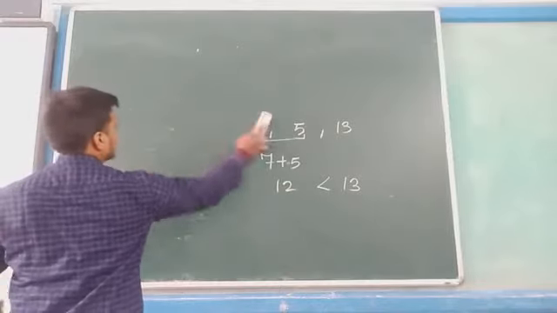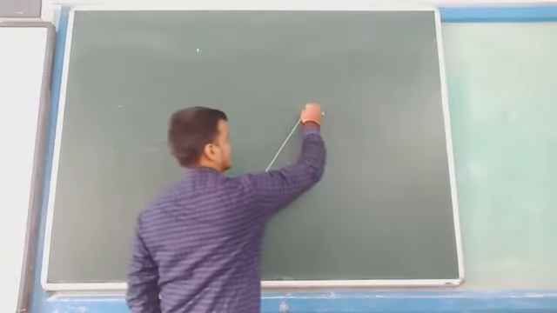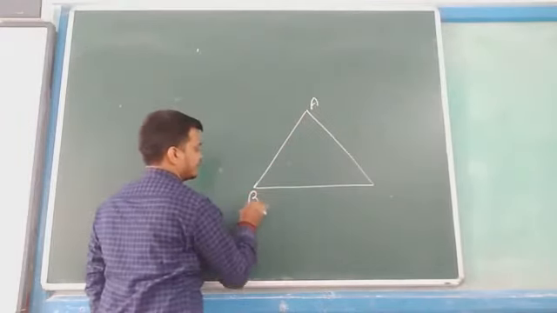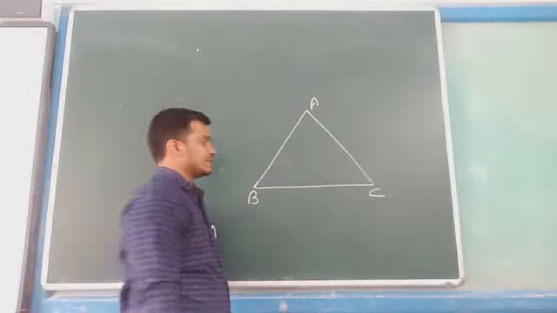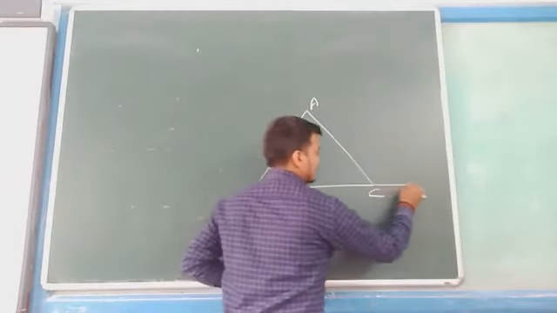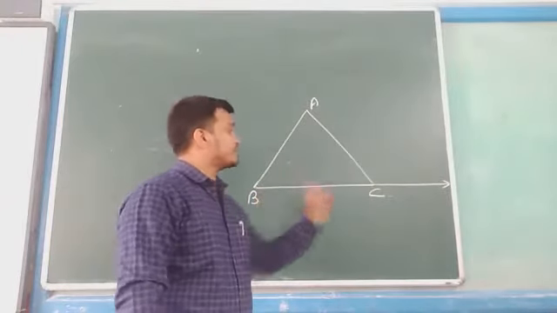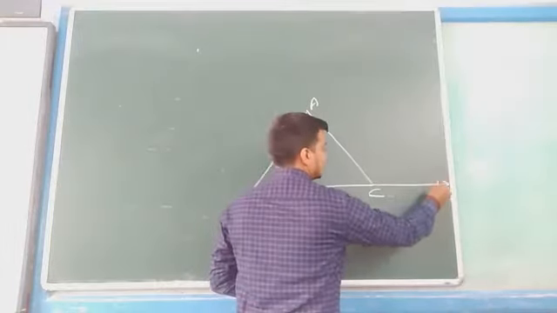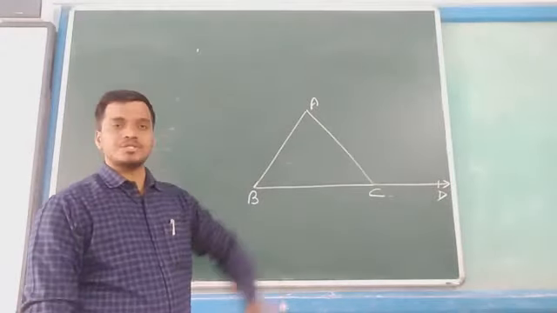Got it? So this is the property based on the sides. The same way one more property is there, that is the exterior angle property. ABC is a triangle. In this triangle, if any one side is extended, suppose the side I have extended is BC. If I have extended the BC side till point D.